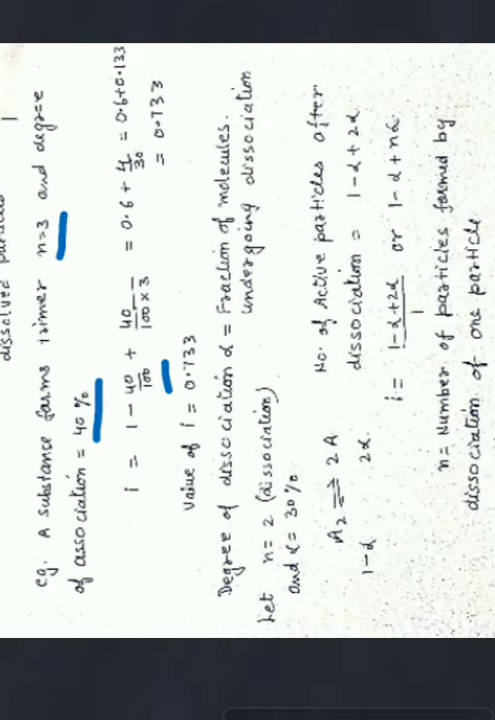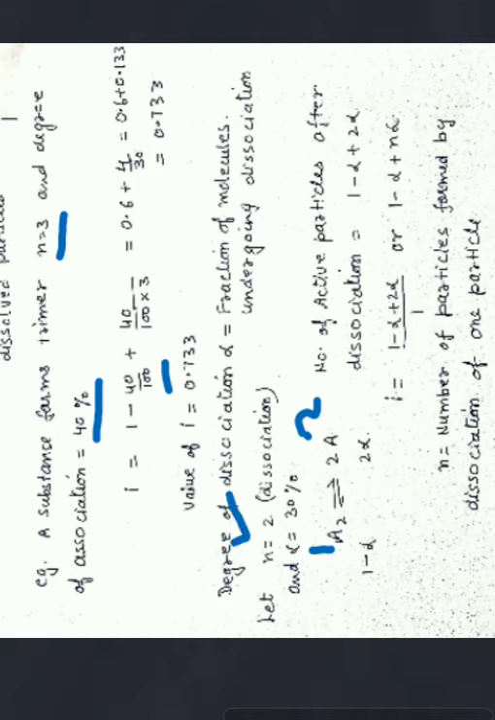A2 on dissolving converts into 2A. 2A means two individual particles are being created. A2 means two particles were associated together, so they were behaving as a single unit. But the moment it is 2A, it is behaving as two different units. So in this case, again, one particle taken, alpha was the degree of dissociation, and 2 alpha was the number of particles formed. So here what we can say, n was equal to 2.